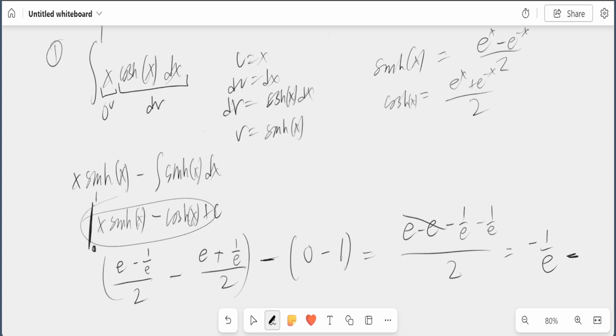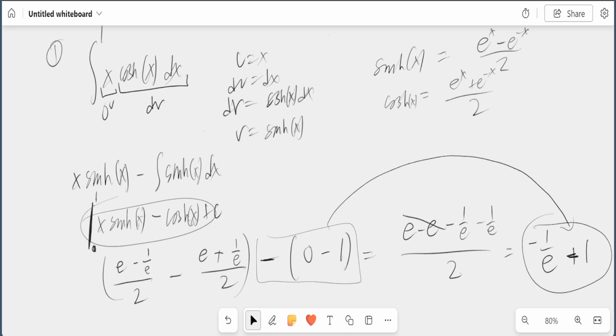Minus, oops, I forgot. Bring that all the way over here. I forgot about this: plus 1. That should be the answer. Is there any other questions? That's how all of them go, really. So hyperbolics are not that hard.